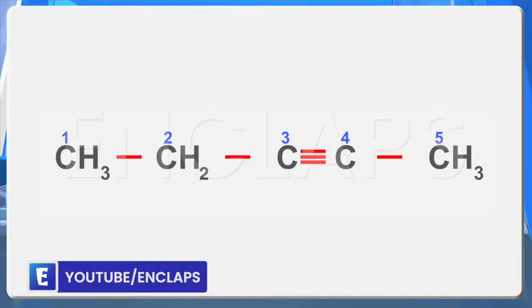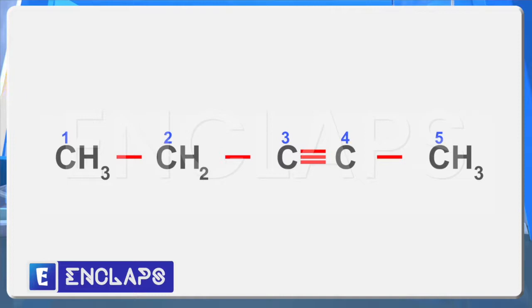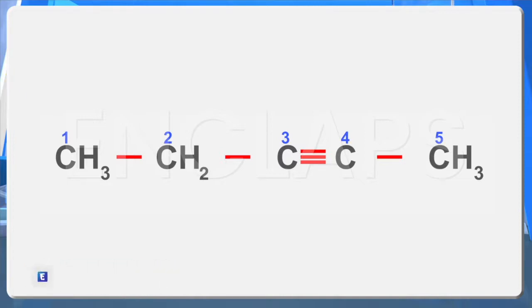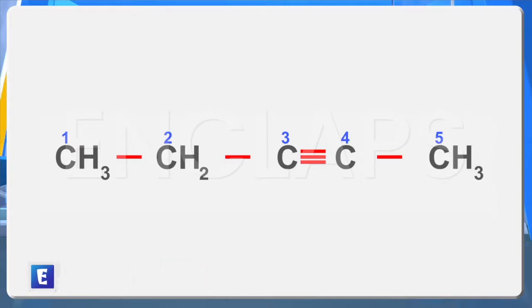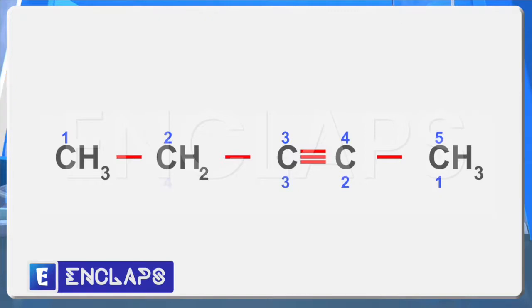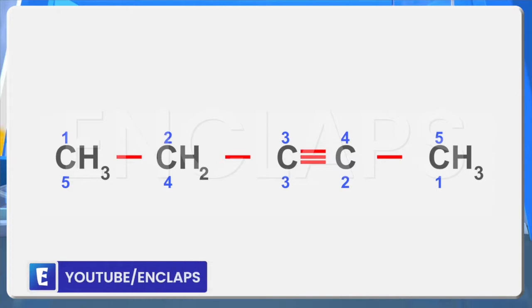Here also we have to mention the position of the triple bond in the IUPAC name. So when we number from left to right, the carbon atom to which the triple bond is attached gets the number 3. When we number from right, we get the number 2. So we will select 2. That means the triply bonded carbon atom should get the lowest number. So we get the position of the triple bond.